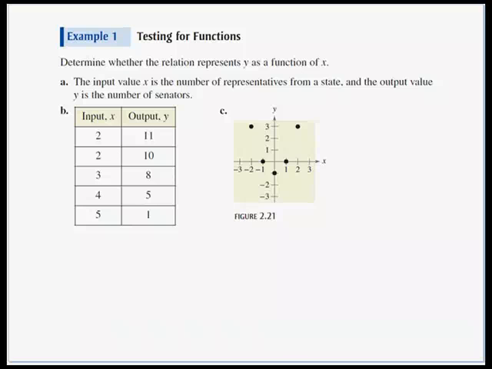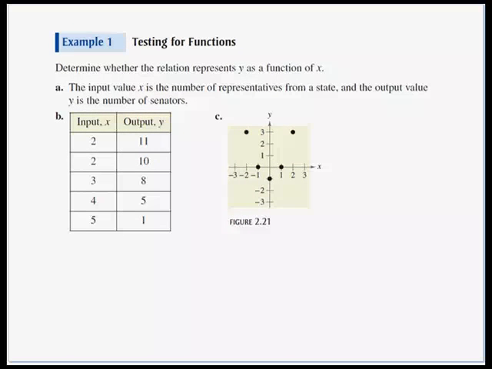So let's see here in example 1. We're going to test whether a relation represents y as a function of x. So let's see here in part A. I guess we got to know a little bit from our civics classes here. It says the input value x is the number of representatives from a state, and the output value y is the number of senators. So we have to think, how many representatives does each state have?